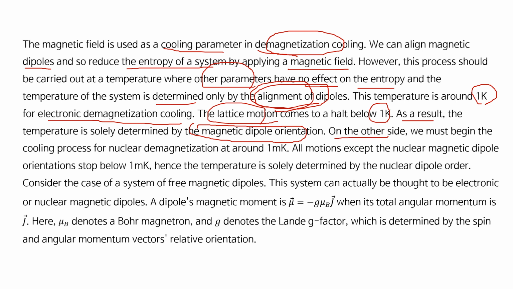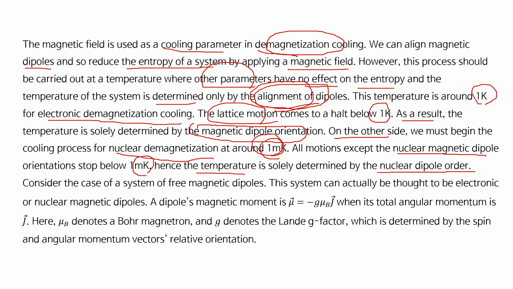On the other side, we must begin the cooling process for nuclear demagnetization at around 1 millikelvin. All motions except the nuclear magnetic dipole orientations stop below 1 millikelvin. Hence, the temperature is solely determined by the nuclear dipole order.